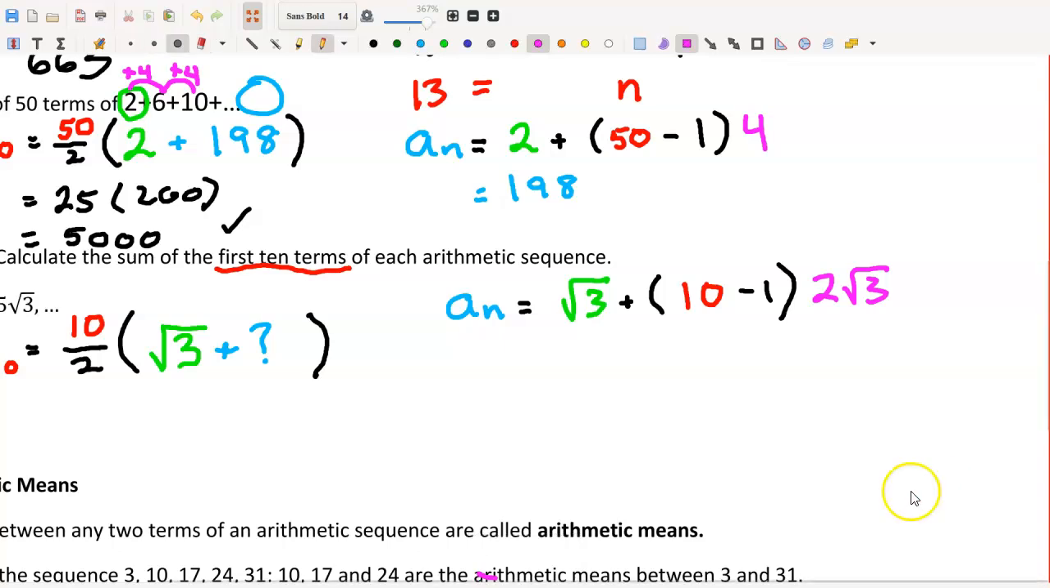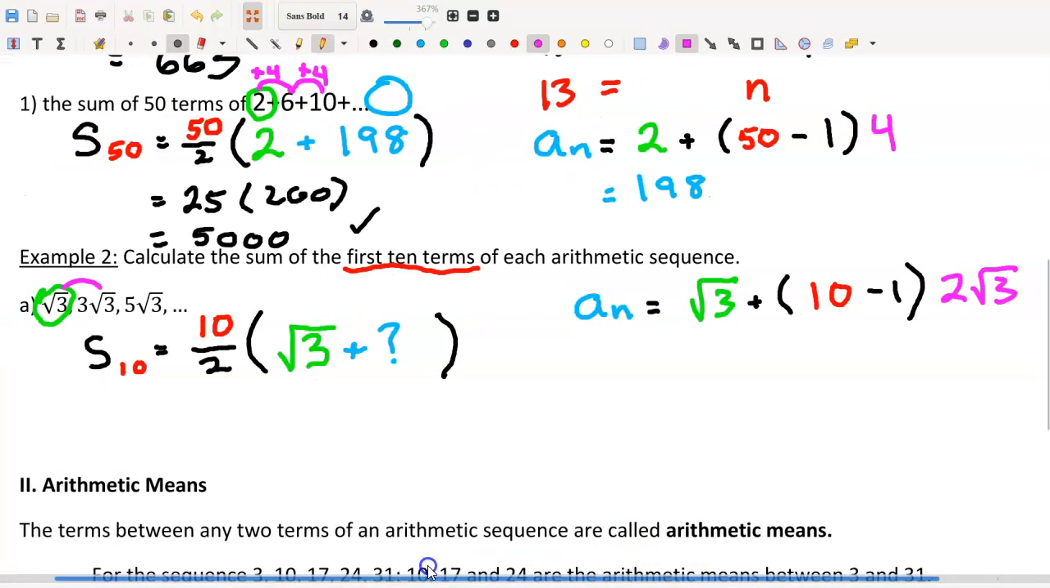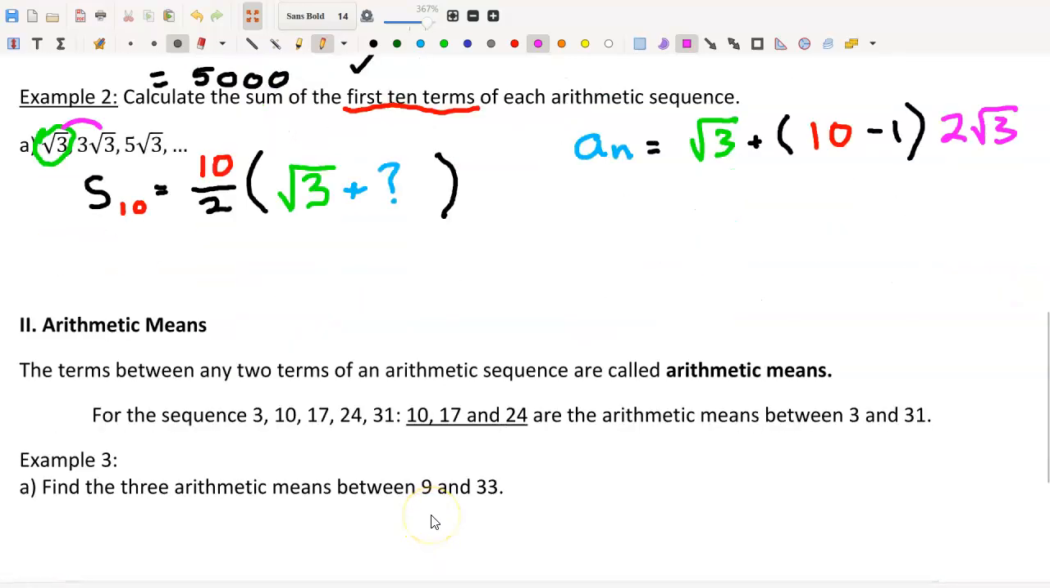But this problem is neither easier nor more difficult, so don't change things up just because it has radicals or has fractions or something like that. It's the same steps. I'll let you keep going on that. See what you get.